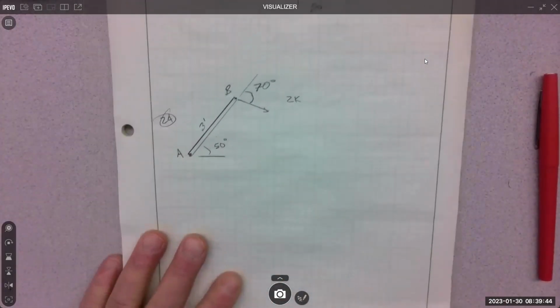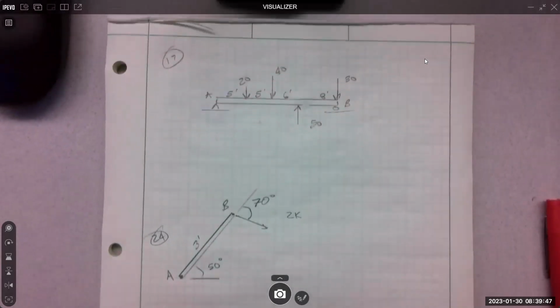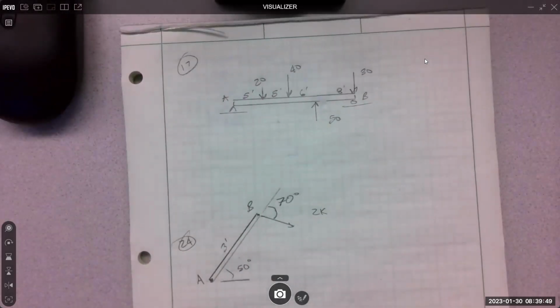17. I think 17 was a moment problem. Not out of chapter 2. It's definitely out of chapter 3. 17 said the four forces shown have parallel lines of action. Remember, AB is perpendicular to the lines of action, so that's good. Everything's vertical. Determine the moment of each force with respect to point A.